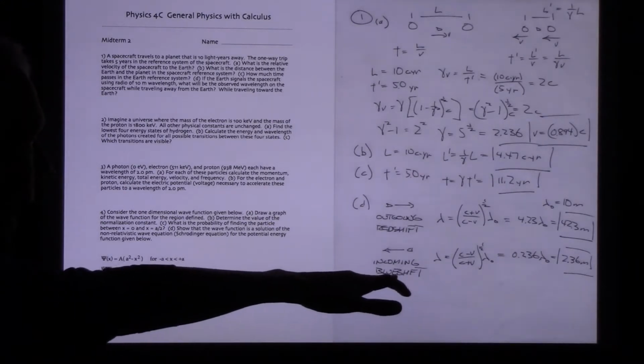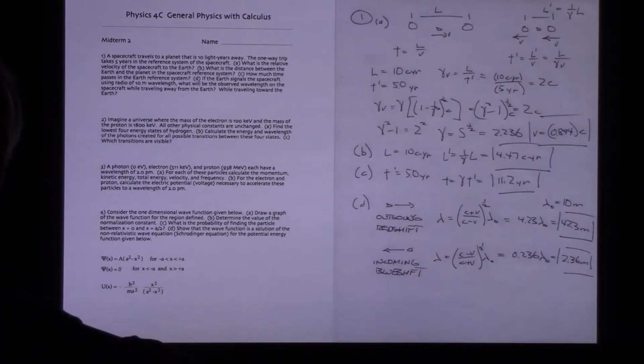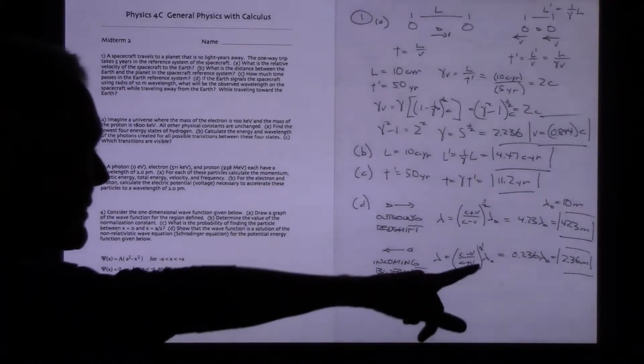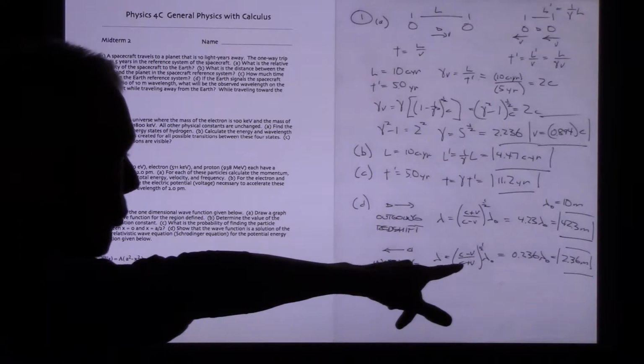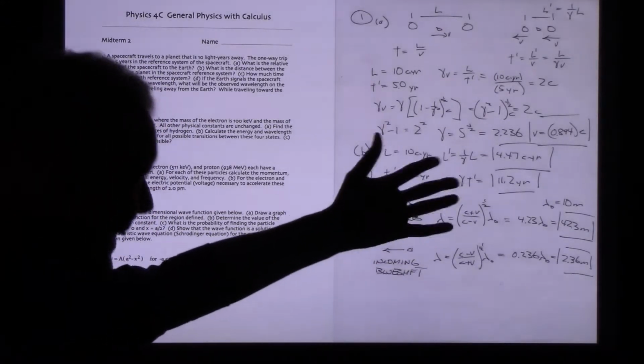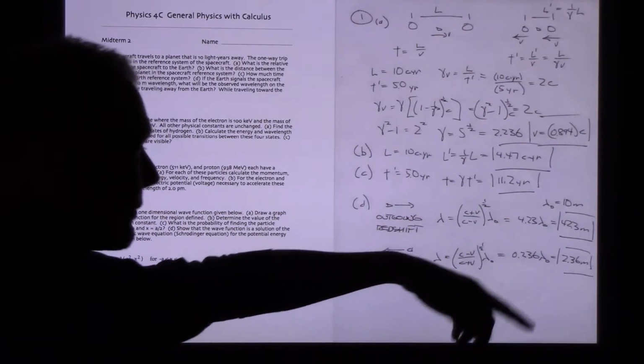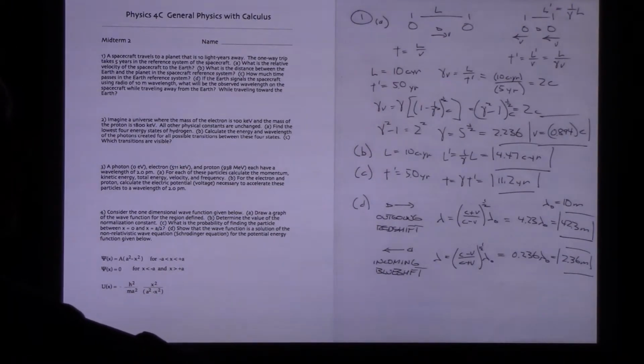Now, on the way back, it's going to be blue shifted. And so this time, we've got to flip the velocity directions in our Doppler formula, and that gives us the inverse of 4.23. It's giving us 0.236. So on the way back, we're going to have to be listening at 2.36 meters for the wavelength.